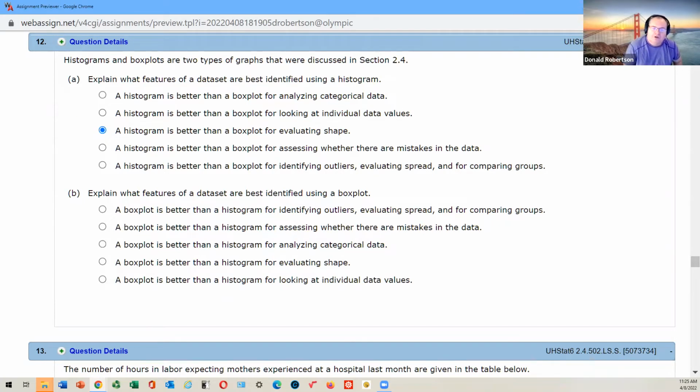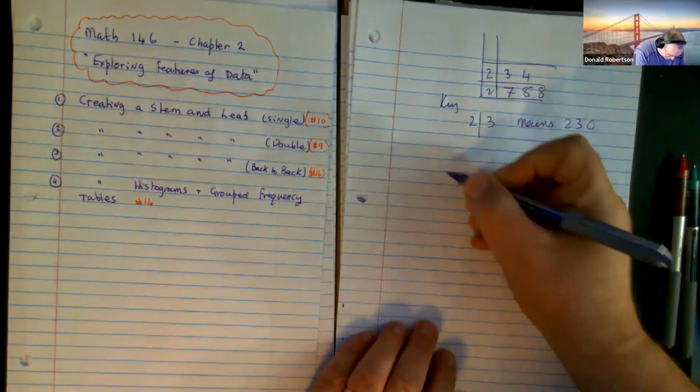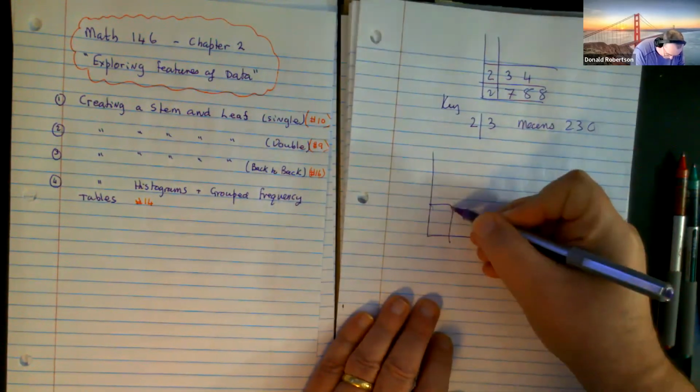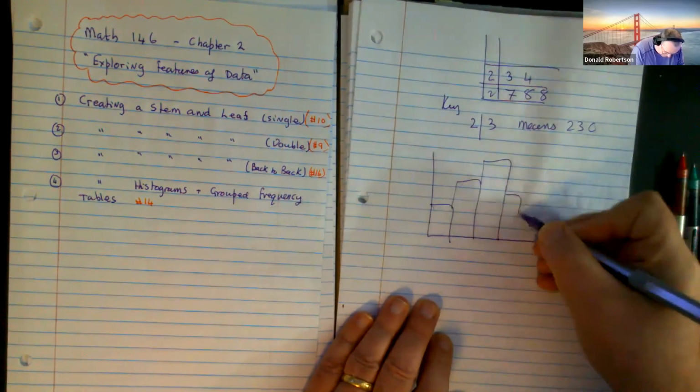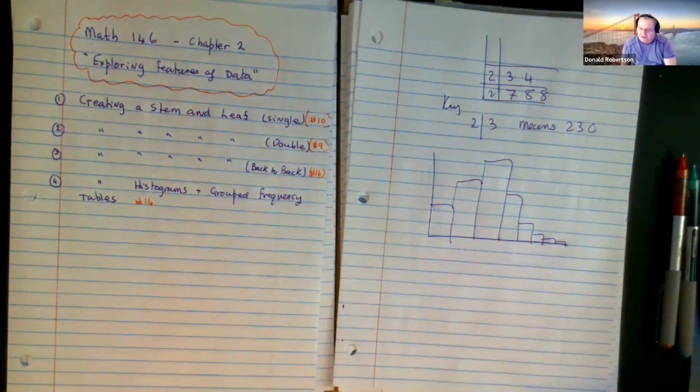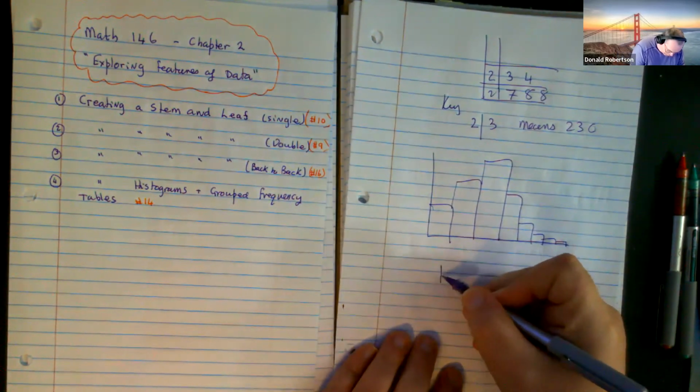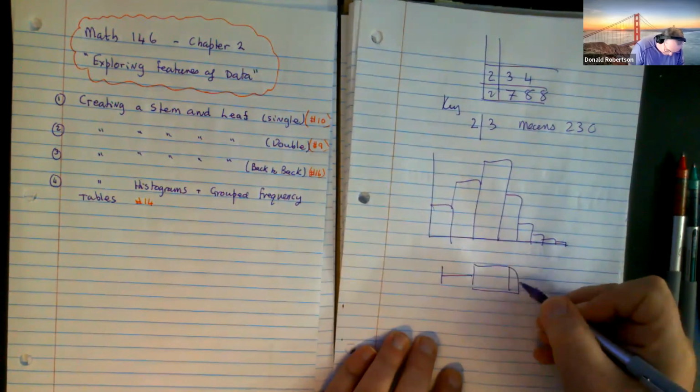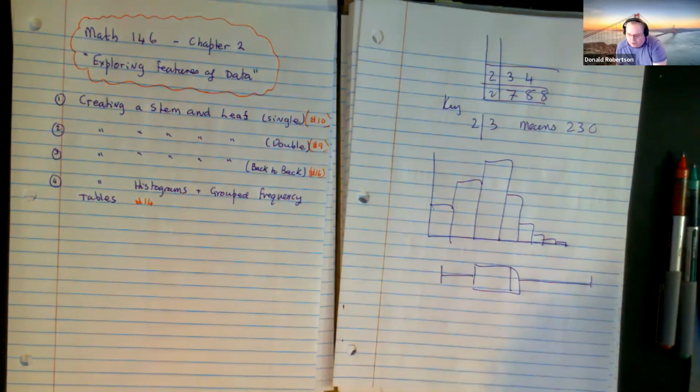I'll give you an example of why I would say that. I'm making up a pretend histogram. Would you agree it's pretty easy to tell that's skewed to the right? If I gave you a box plot, you remember those guys? It's not so obvious, is it? So that's why I chose that one.